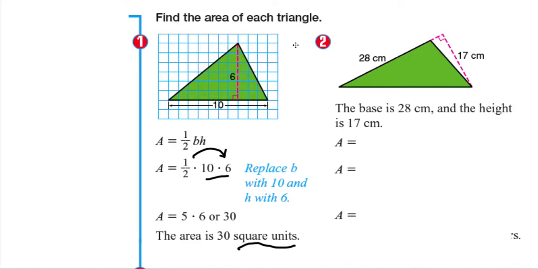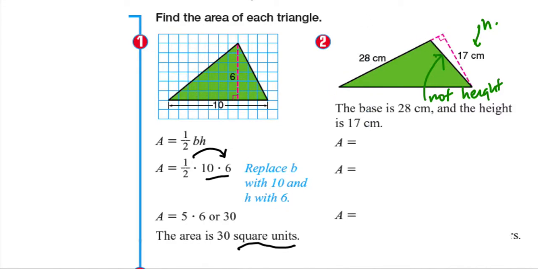Let's take a look at example number 2. The base is 28 centimeters and the height is 17. If you notice, they looked for a line that is perpendicular to the base because that's what the height is. There's a misconception that this is your height, but that is not the height because it is not perpendicular to the base. This is your height, because the length of 17 is perpendicular to the length of 28.